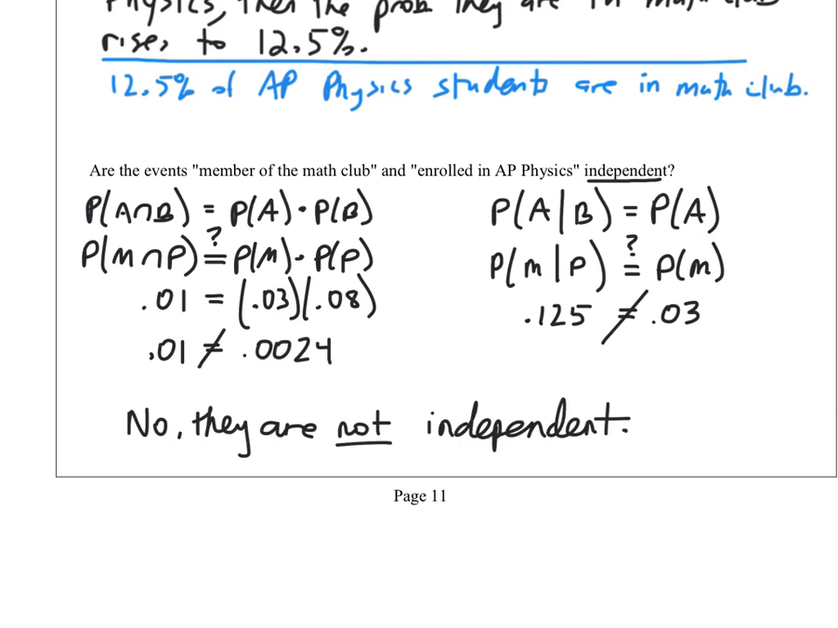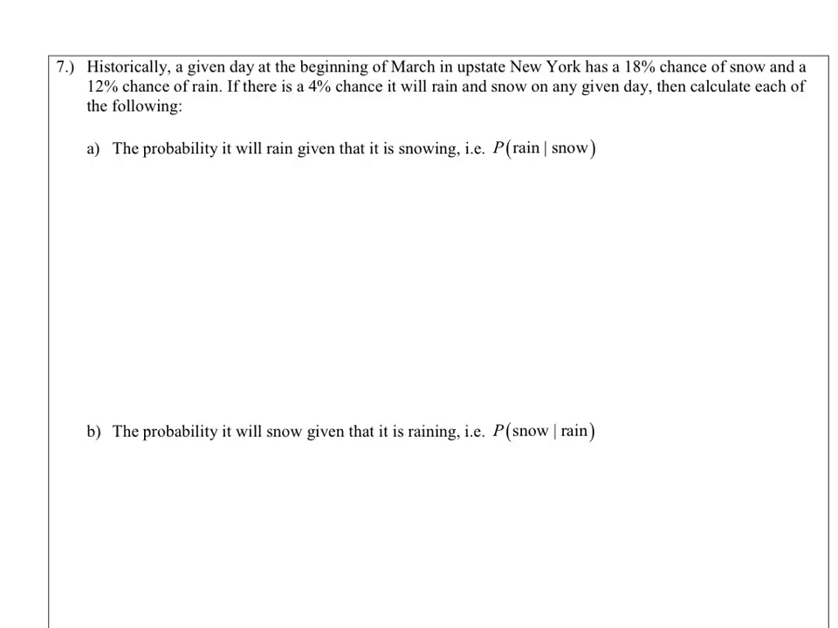All right, one problem left. Turn the page. Number 7: historically, a given day at the beginning of March in upstate New York has an 18% chance of snow and a 12% chance of rain. If there is a 4% chance it will rain and snow on any given day, then calculate each of the following probabilities. First, what's the probability it will rain given that it is snowing? This is asking for the probability of rain given snow, and again, you have to know the formula for conditional probability: the probability of A given B is the probability of A and B over B.